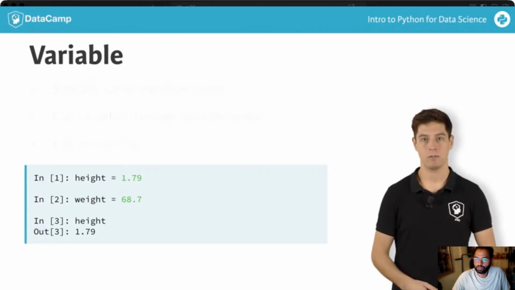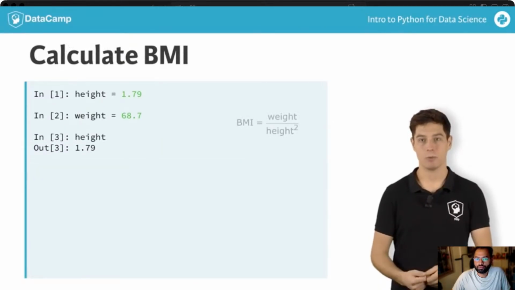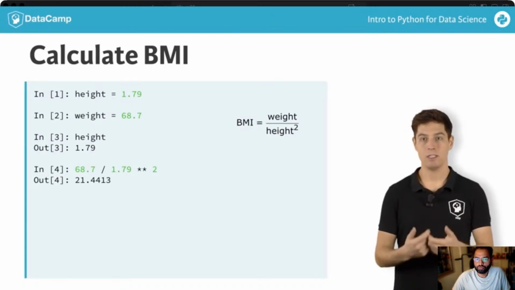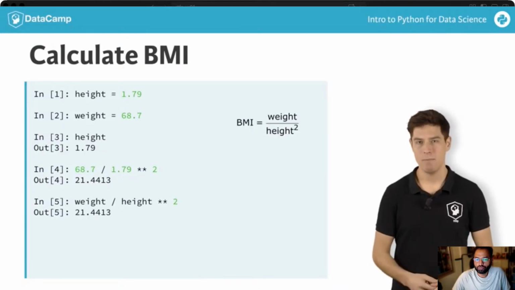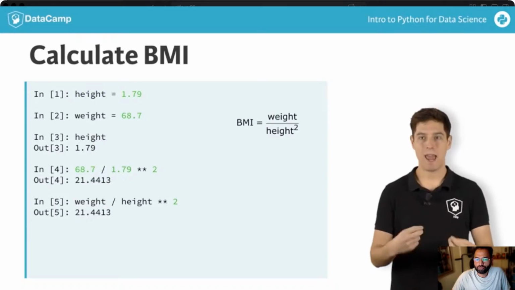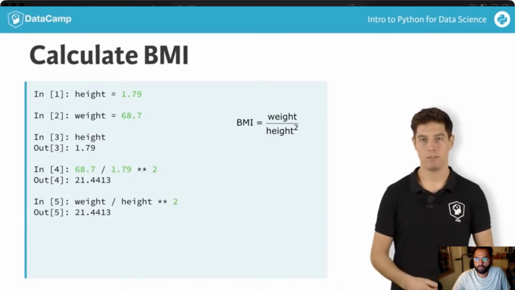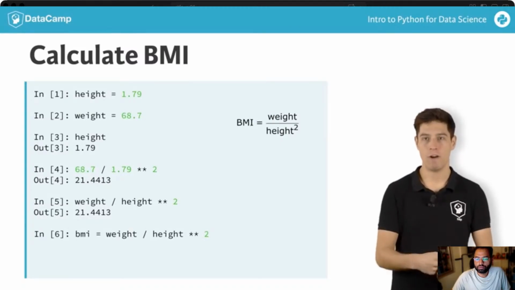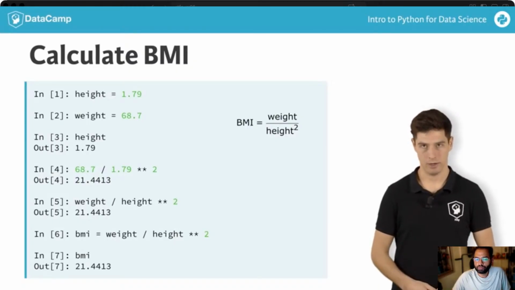Let's now calculate the body mass index, or BMI, which is calculated as follows, with weight in kilograms and height in meters. You can do this with the actual values, but you can just as well use the variables height and weight, like in here. Every time you type the variable's name, you're asking Python to replace it with the actual value of the variable. Weight corresponds to 68.7 and height to 1.79. Finally, this version has Python store the result in a new variable, BMI. BMI now contains the same value as the one you calculated earlier.